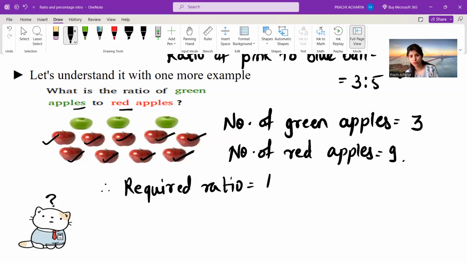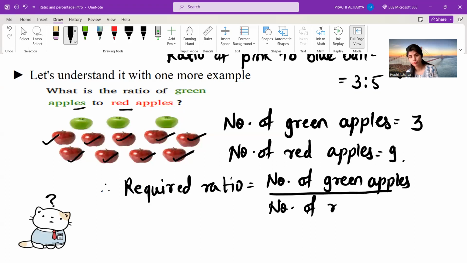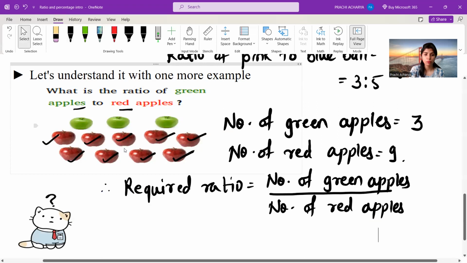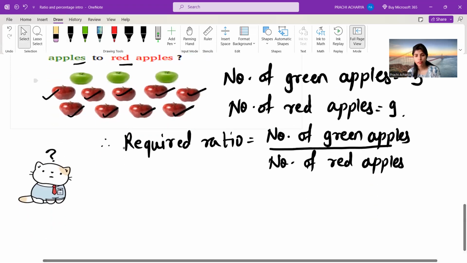You can write in terms of formula format also. ऊपर लिख सकते हो number of green apples upon number of red apples. How much? Just we have counted both of them. So the fraction initially it will come 3/9. Ratio is also called as part of a whole.